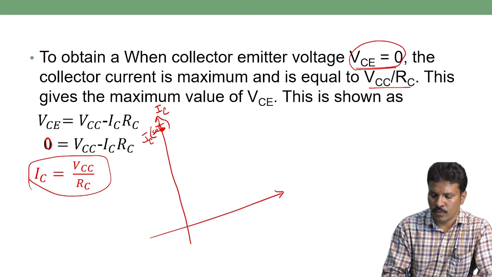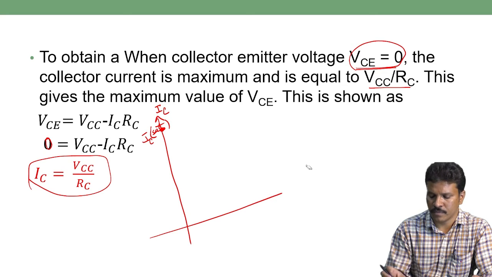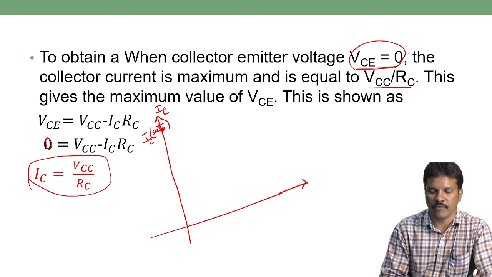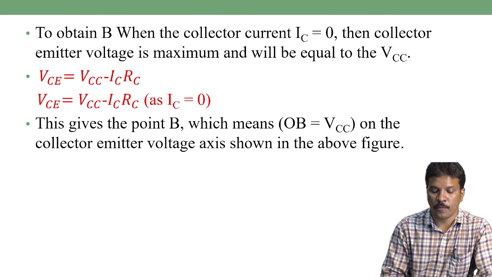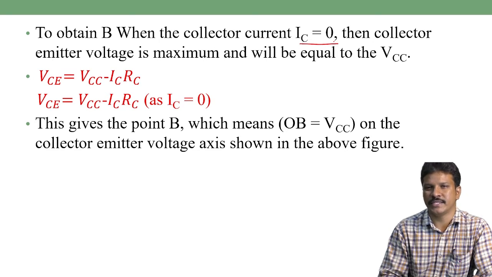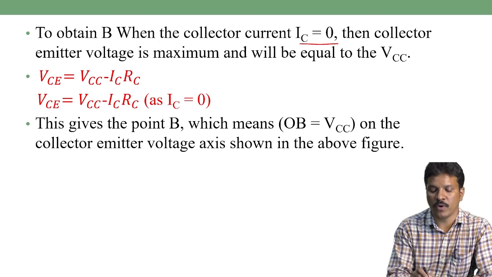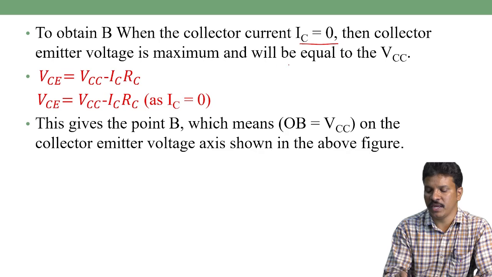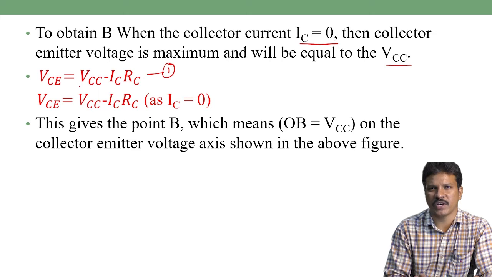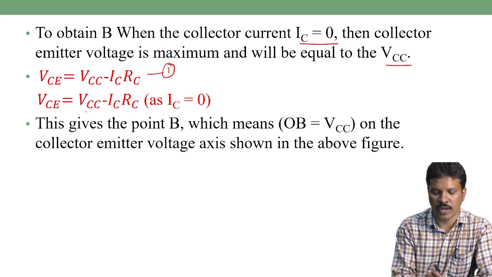And then we can get another point by substituting the y-axis point as 0. What is y-axis point 0? To obtain the point on the x-axis, substitute the y-axis variable IC equal to 0. Then the collector to emitter voltage gets maximum, which will be equal to VCC. Take the equation VCE is equal to VCC minus ICRC. Substitute IC equal to 0. When IC is equal to 0, this term gets 0. Then the x-axis variable VCE is equal to VCC.